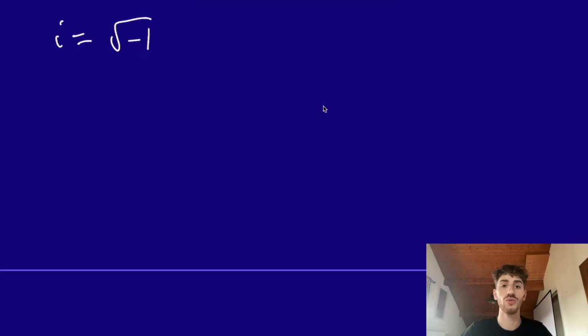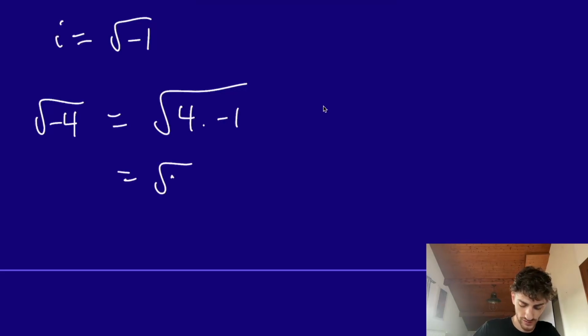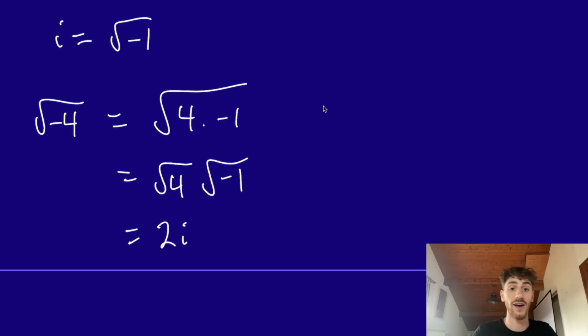Okay, so with this new number we created, I can now take the square root of any negative number. For example, the square root of -4, well, this is equal to 4 times -1, right? Okay, and if I split this up, this is square root of 4 times square root of -1, which is, of course, 2 times i. Okay, so 2i is another imaginary number. All the imaginary numbers are a multiple of the imaginary number itself, i.